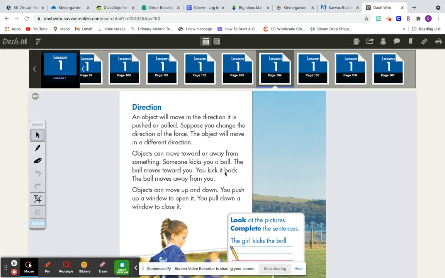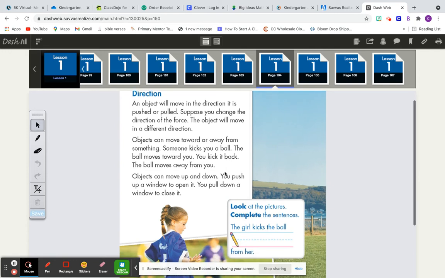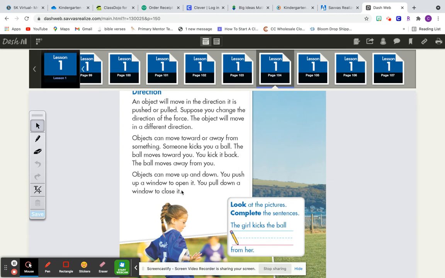So an object will move in the direction it is pushed or pulled. Suppose you change the direction of the force. The object will move in a different direction. Objects can move towards or away from something. If someone kicks you a ball, the ball moves towards you. If you kick it back, the ball moves away from you. So objects can move up and down. You can push up a window to open it, or you can pull down a window to close it.